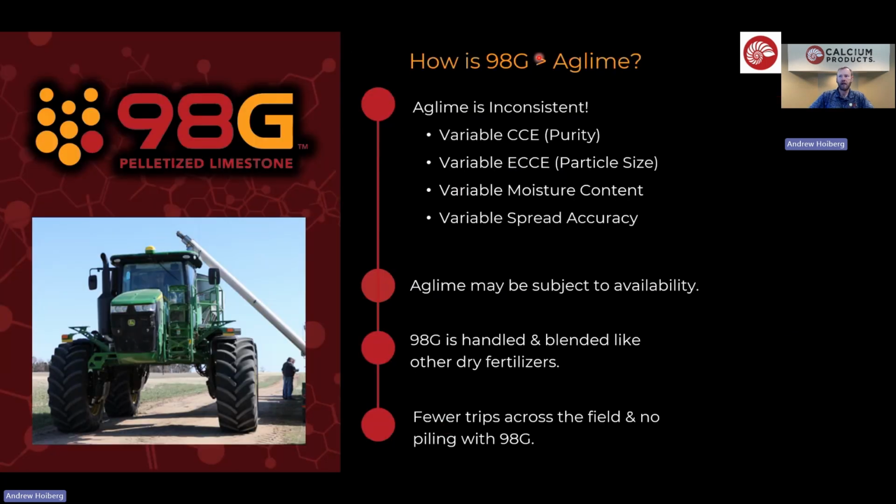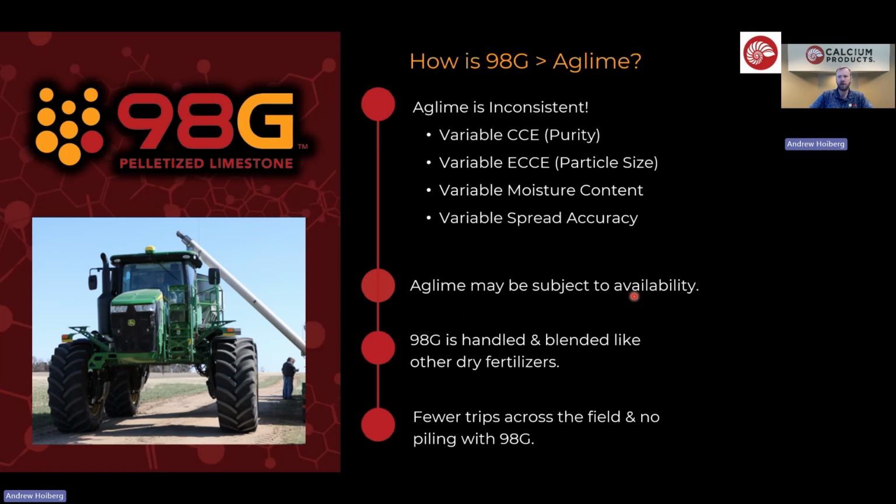So again, how is 98G greater than ag lime? There are a lot of things that we've already presented today and on Tuesday in terms of particle size and purity, but those are echoed here as well. Variable moisture content in ag limes and variable spread accuracy. We talked about all that on Tuesday. So if you weren't here Tuesday, you can either come next Tuesday to catch that one again, or we'll have that up on our YouTube page before too long.